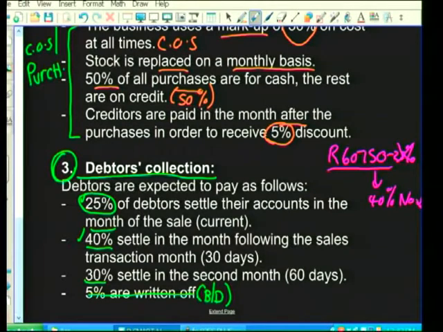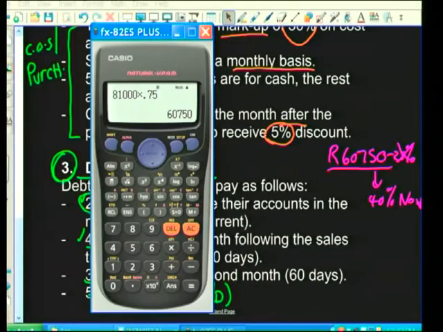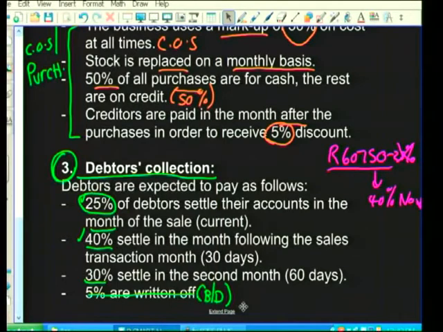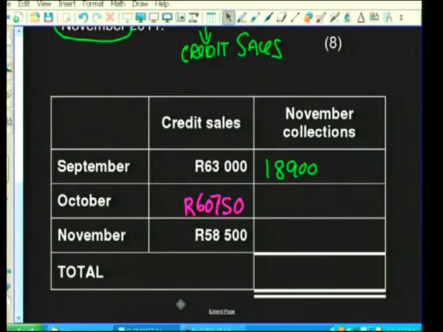Do I want the month of November? Yes, I do. So immediately get my calculator out, the amount 60,750, that's my credit sale, times 40%, guys, and I will collect in November for this credit sale 24,300. So let's fill that in. Okay, so we're filling in an amount of 24,000, guys, 300. Okay, right. Great stuff.